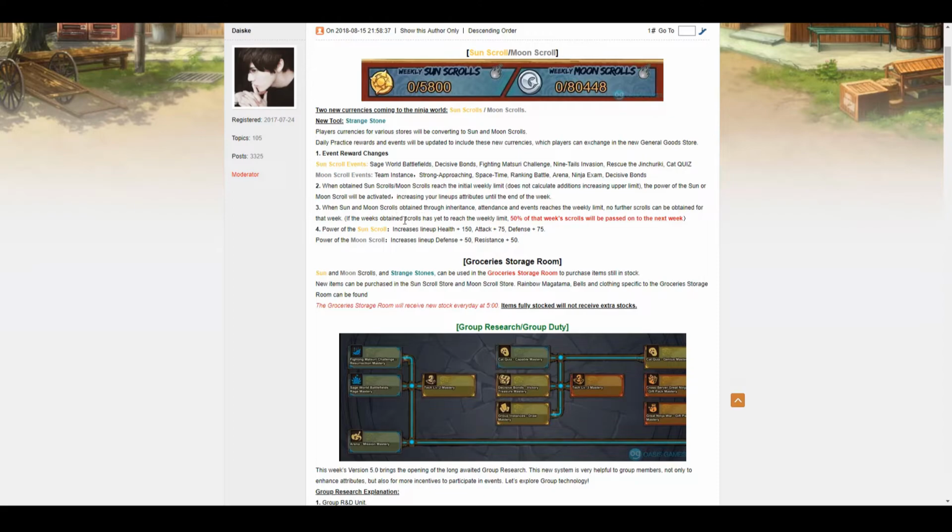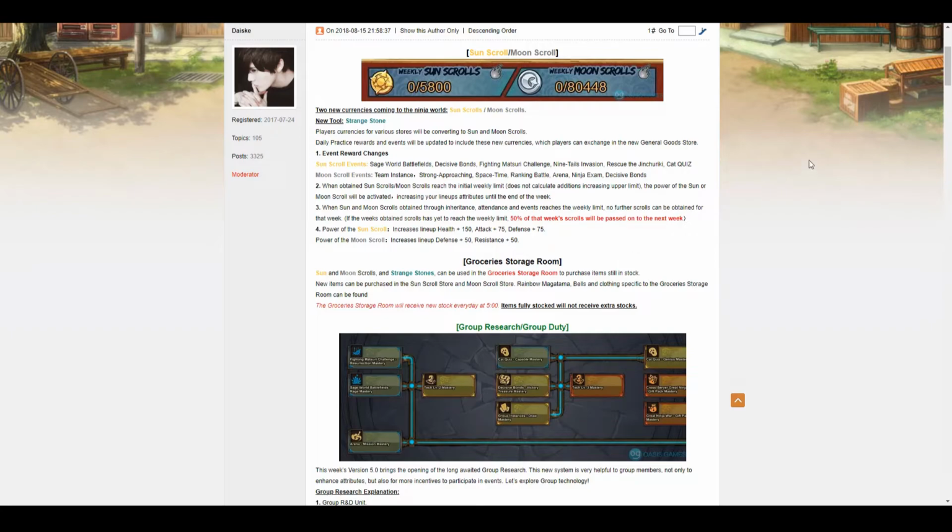When sun and moon scrolls obtained through inheritance, attendance, and events reach the weekly limit, no further scrolls can be obtained for that week. If the week's obtained scrolls have yet to reach the weekly limit, 50% of that week's scrolls will be passed on to the next week. Wait, what?